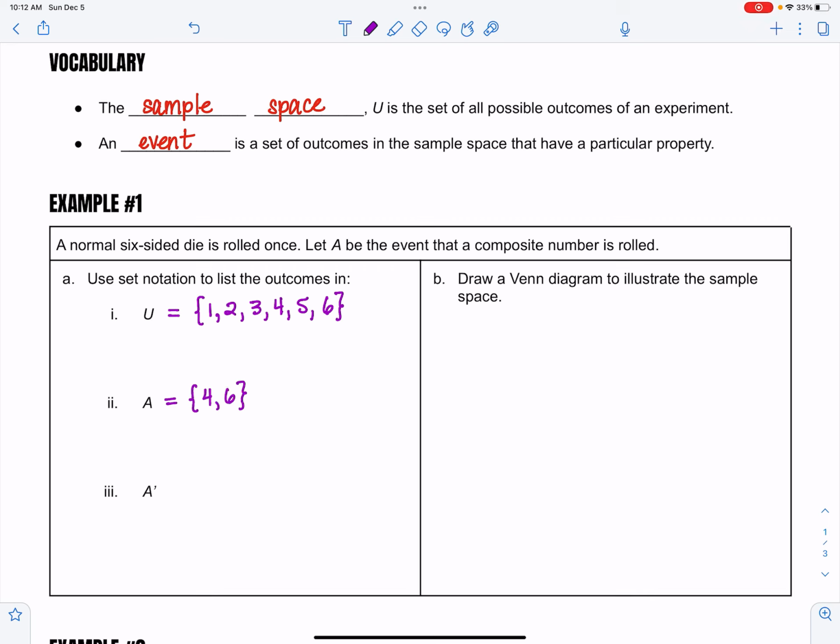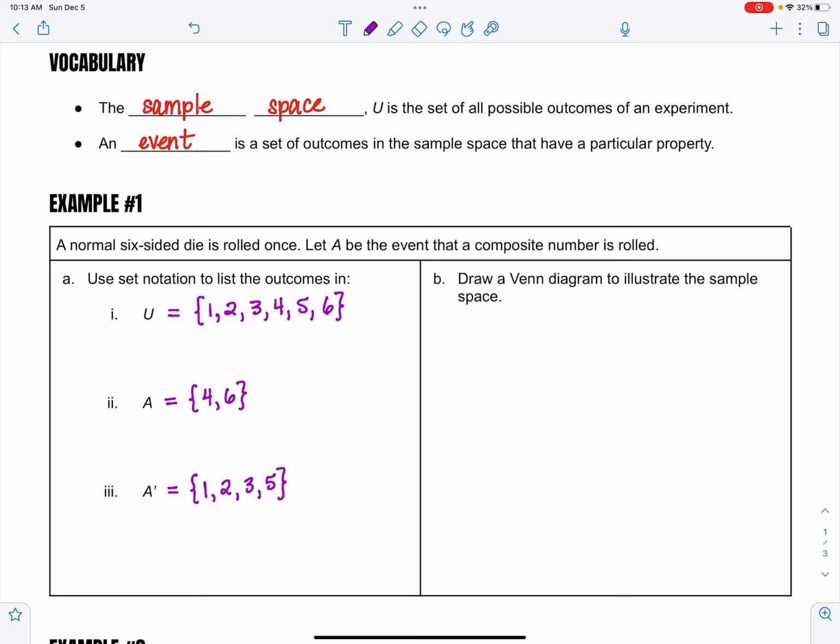And part 3 is wanting you to write the set that you are not going to roll a composite number. Remember that apostrophe means not in math. So that means that you will have to roll a prime number, or 1 because 1 is not prime. So you can roll 1, 2, 3, or 5. Basically all the other sides that are on the die except for 4 and 6.